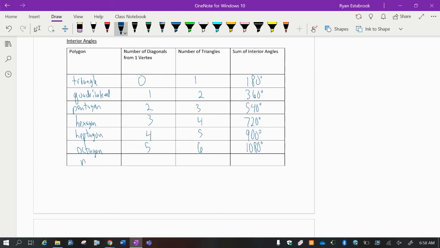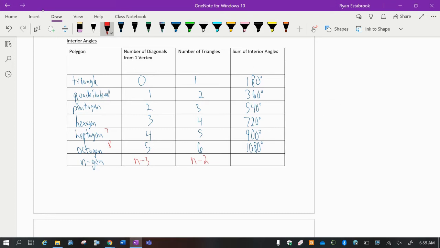Eventually, we have this pattern, and we want to use it to get a formula. The one thing I notice is that the number of sides in the polygon leads to the number of diagonals we can get from any vertex. The octagon has 8 sides, we got 5 diagonals. The heptagon had 7 sides, we have 4 diagonals. So whatever this is, we subtract 3. So this would be n minus 3 diagonals. To go from this column to the next column, we added 1. If we add 1 onto that, it becomes n minus 2.